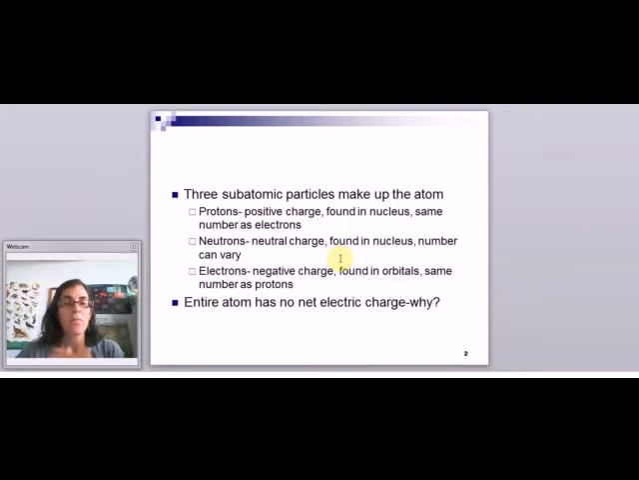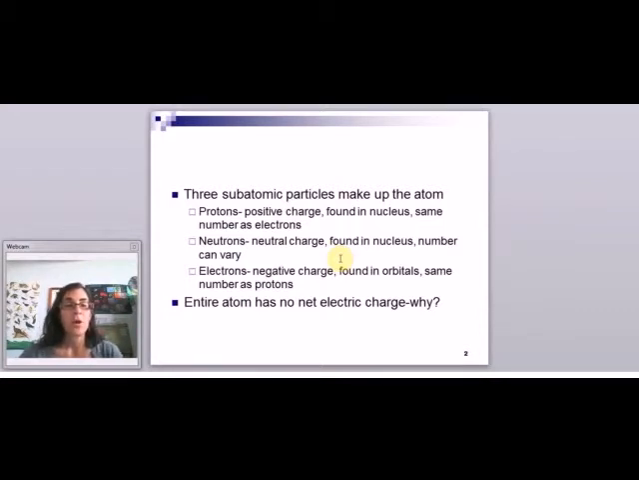Atoms are made up of three different types of subatomic particles. Subatomic means smaller than the atom. Again, there are three types of particles that make up the atom: protons, neutrons, and electrons. A proton is a positively charged particle, so think P for positive. It's located in the center of the atom, and that center of the atom is called the nucleus. Don't confuse this with the nucleus of a cell. It's the nucleus of an atom. Basically the word nucleus just means center of.